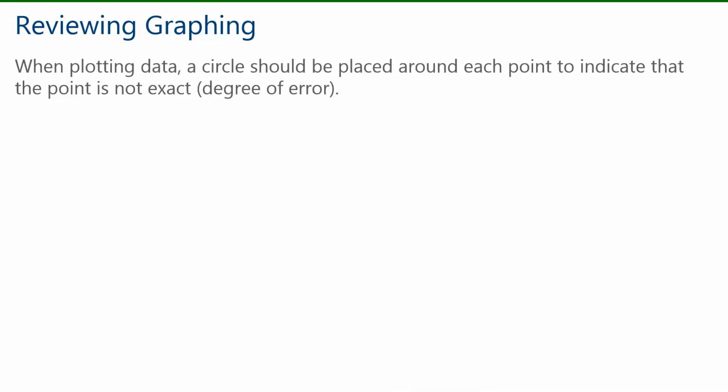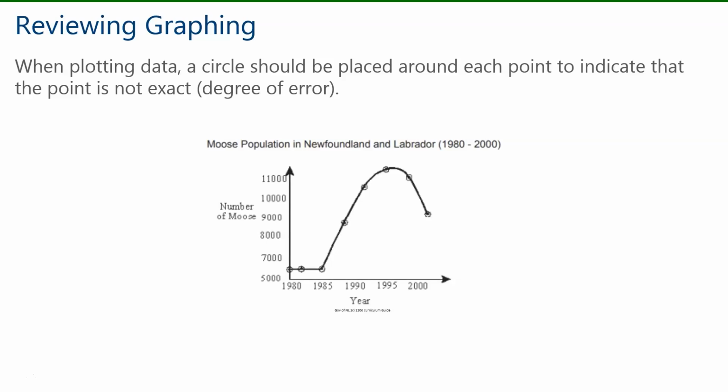When plotting data, a circle should be placed around each point to indicate that the point is not exact. It indicates that there is a degree of error. Here's an example of that.